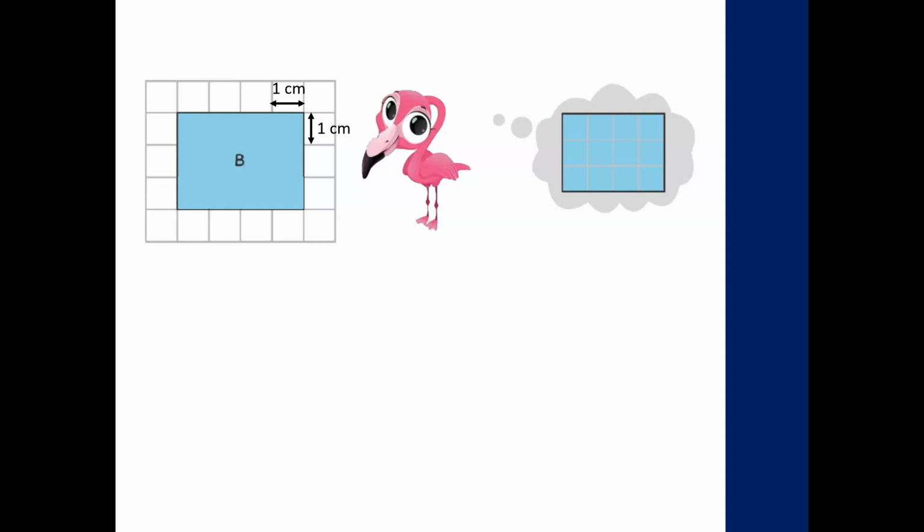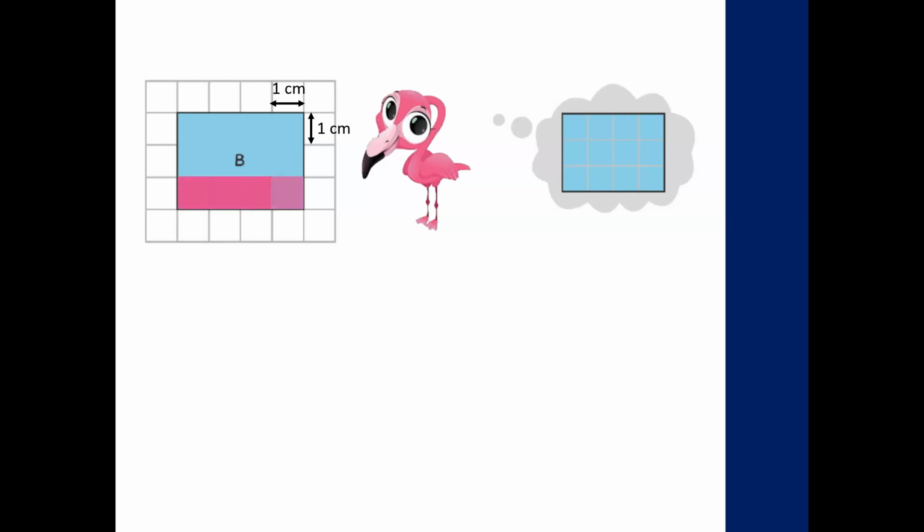So far we've examined rectangles on a grid. This was to help us see the area squares inside the shape, but we don't need the grid if we can work out the lengths of the rectangle. Let's help Flora work out the length and width of this rectangle so that she can calculate the area.